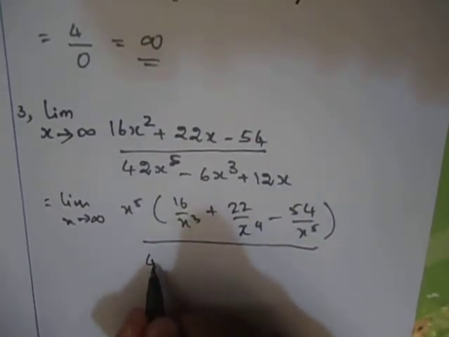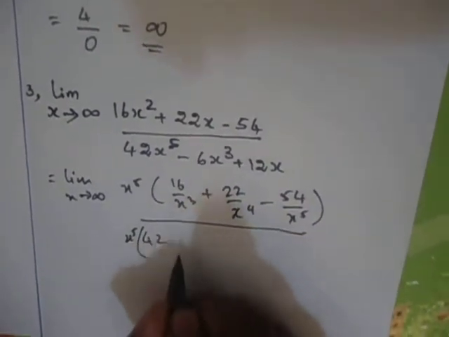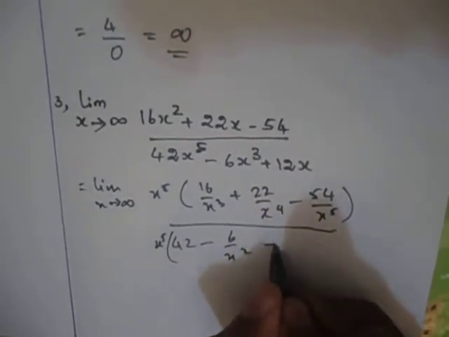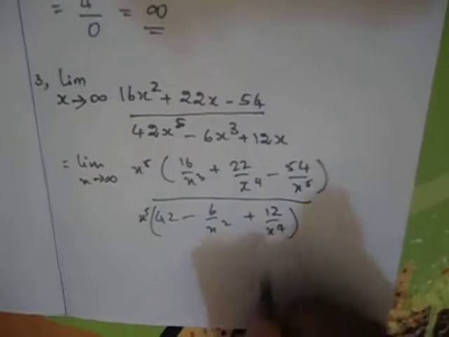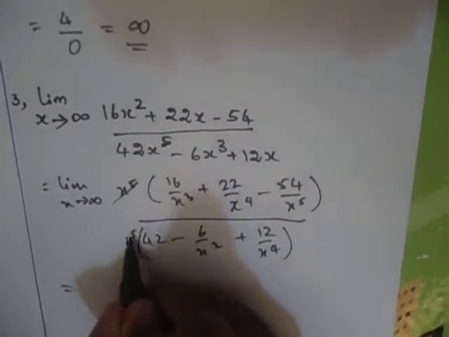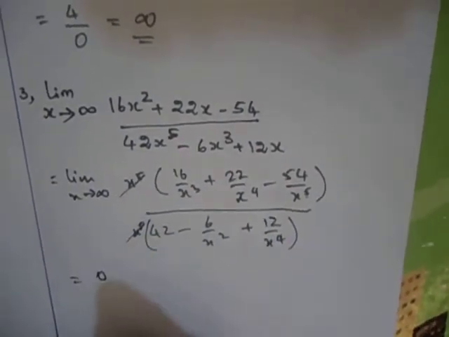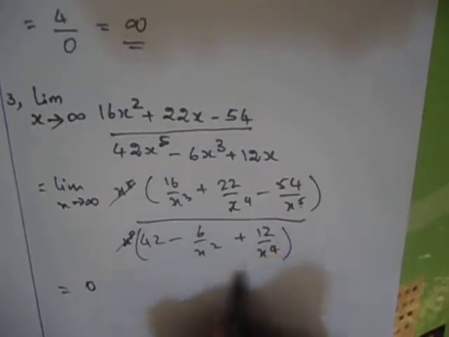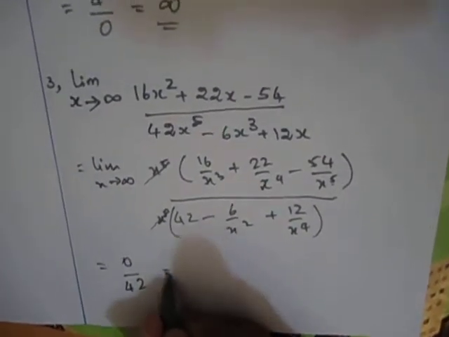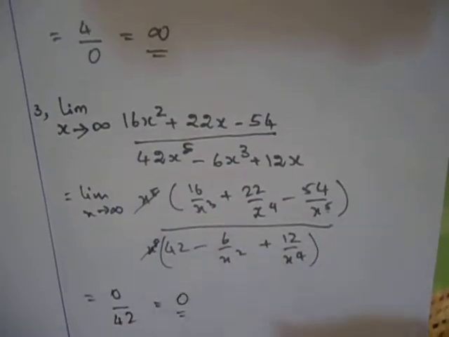On the denominator we get x power 5 into 42 minus 6 by x squared plus 12 by x power 4. So let's substitute the limit, these two get cancelled. So we get 0, 0, 0. So the numerator is 0, and here in the denominator we get only two terms 0. There's a 42 remaining. So we get 0 by 42. Anything that is 0 divided by a number is 0.